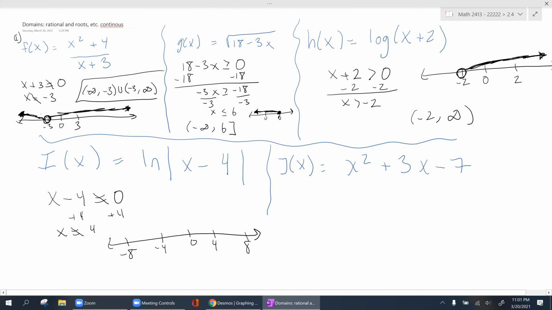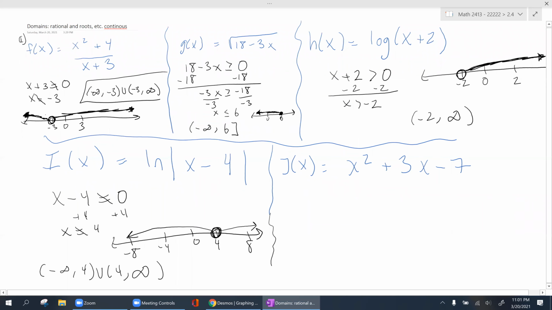So it cannot be 4, so I would exclude that, but it can be everything to the left. It can be everything to the right. So the domain of this function where it is continuous is from negative infinity to 4, a little hop, union, 4 to infinity.